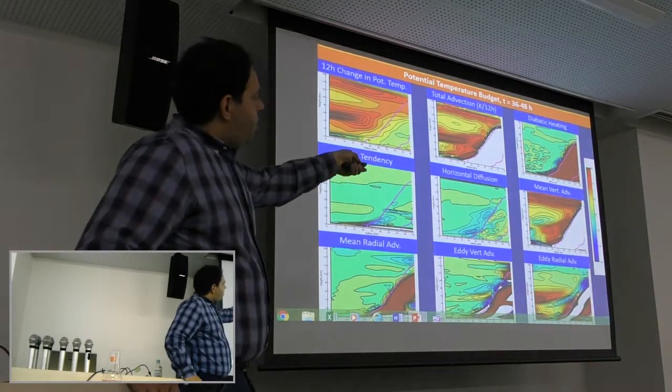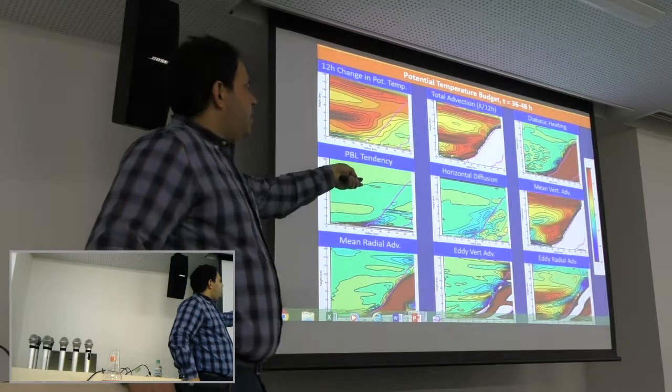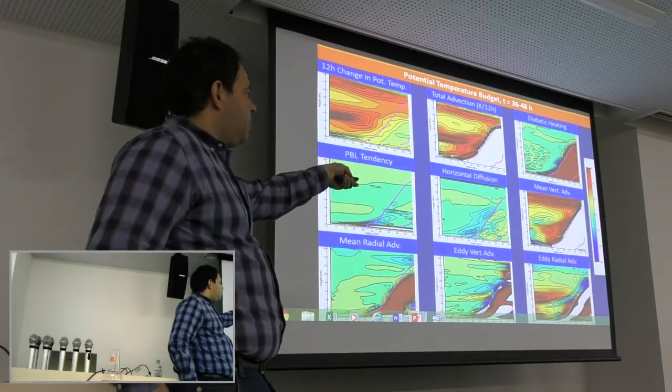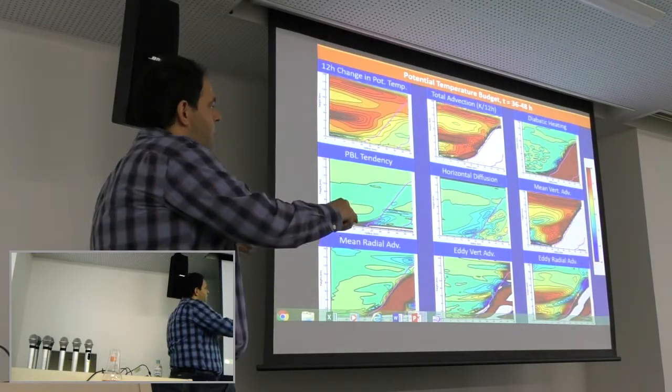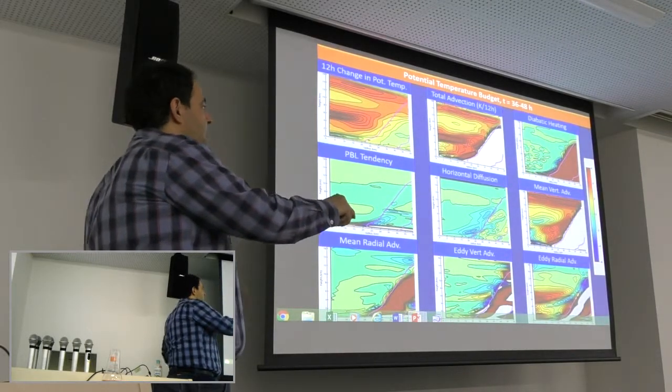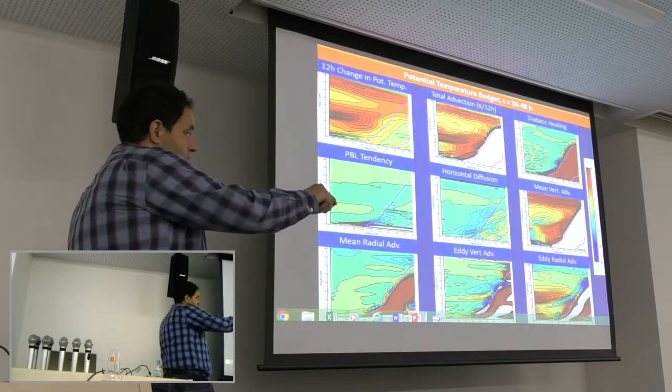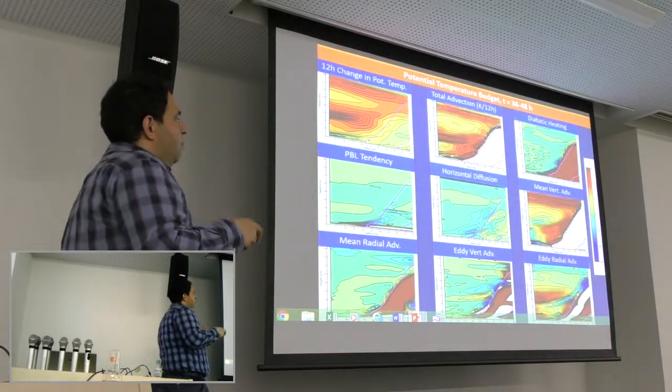You'll notice now we are getting large negative tendencies of diabatic heating. So this is a cooling region, these blue colors, right at the inner edge of the eyewall and the outer edge of the eye. This is coming from evaporation and melting, and these tendencies can become very large.